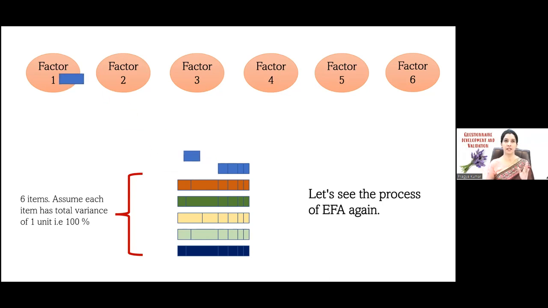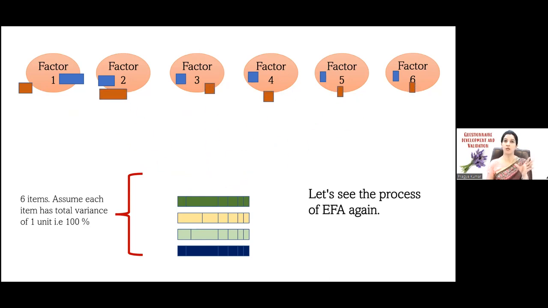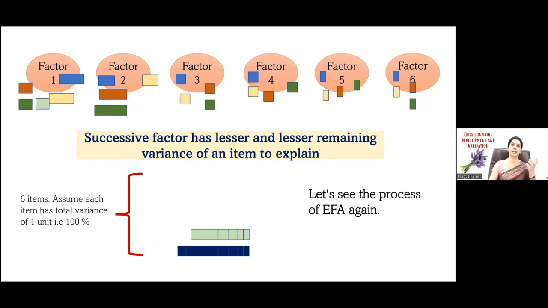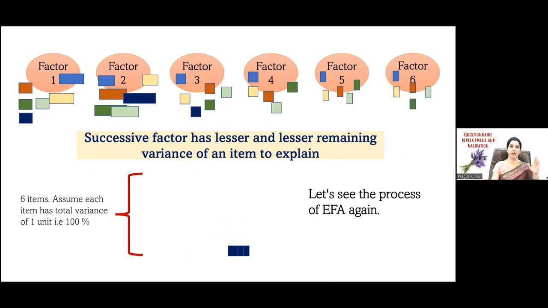So item 1 is getting loaded in different amounts on all the factors. Similarly, item 2 is also getting loaded on all the factors, but again, you can see the amount. And the factor loading, we have decided that if it is more than 0.5, then only we will call it a significant loading. In this case, you can see factor 5 and factor 6, the items are loading in a very minimal amount. But on factor 1 and 2, you will see that most of the items are getting loaded very strongly.